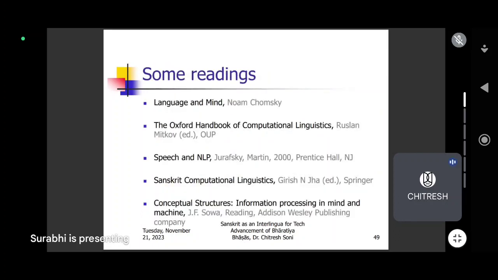So these are some readings: Language and Mind by Chomsky, Oxford Handbook of Computational Linguistics, Speech and NLP by Jurafsky and Martin, Sanskrit Computational Linguistics, released by Springer, with Girish Nath Jha, my supervisor, as the editor. Then Conceptual Structures, Information Processing in Mind and Machine. So these are some suggested readings, and through this we conclude this presentation.